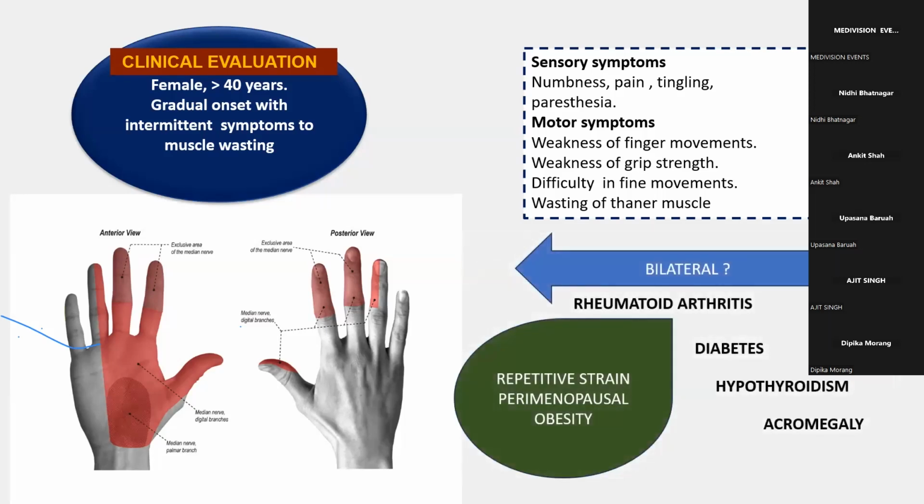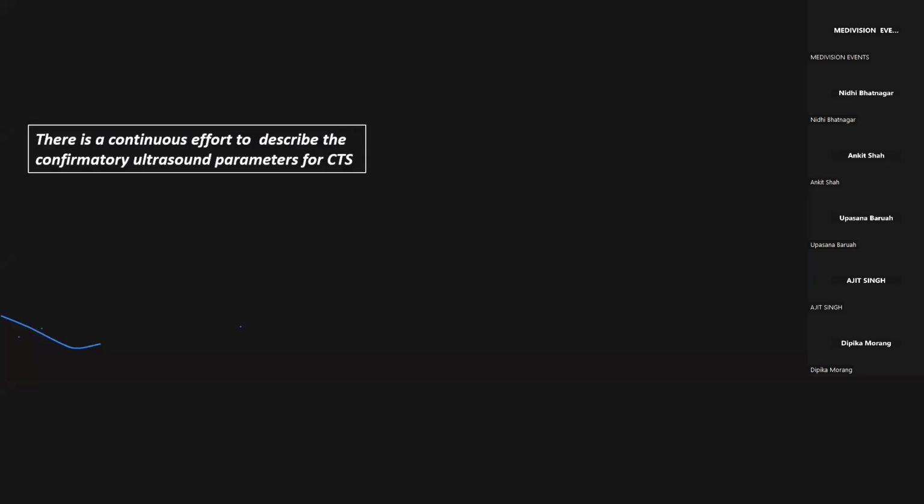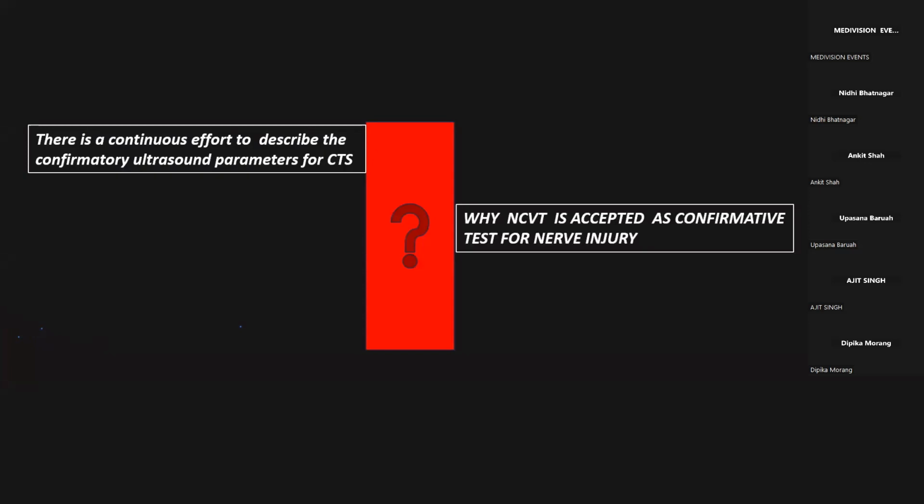If the symptoms are bilateral, we always have to look for some generalized cause like rheumatoid arthritis, diabetes, hypothyroidism, or acromegaly. Repetitive strain, perimenopausal age, and obesity are definite risk factors. So for a long time, there has been a continuous effort to describe confirmatory ultrasound parameters for carpal tunnel syndrome, but still the widely used, worldwide accepted confirmatory test is the nerve conduction velocity test.